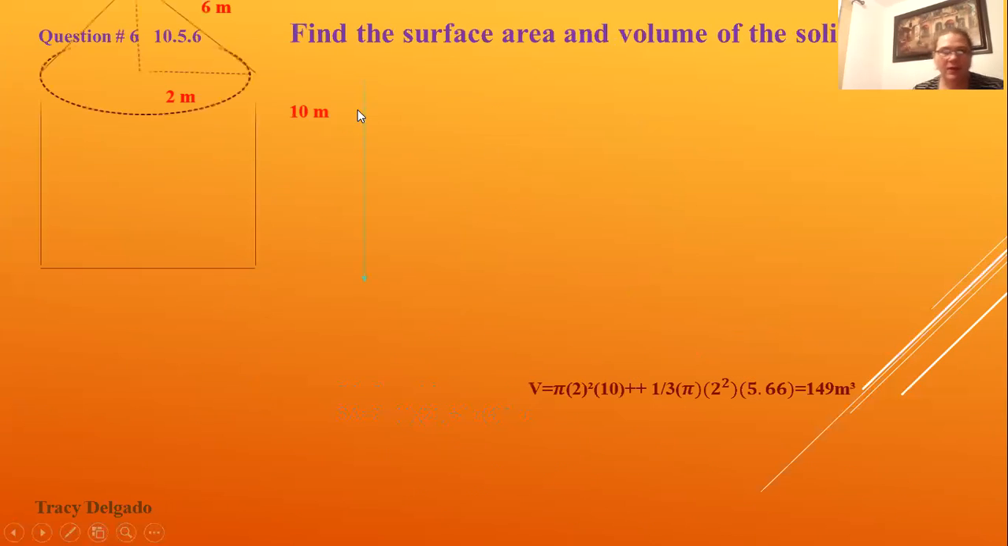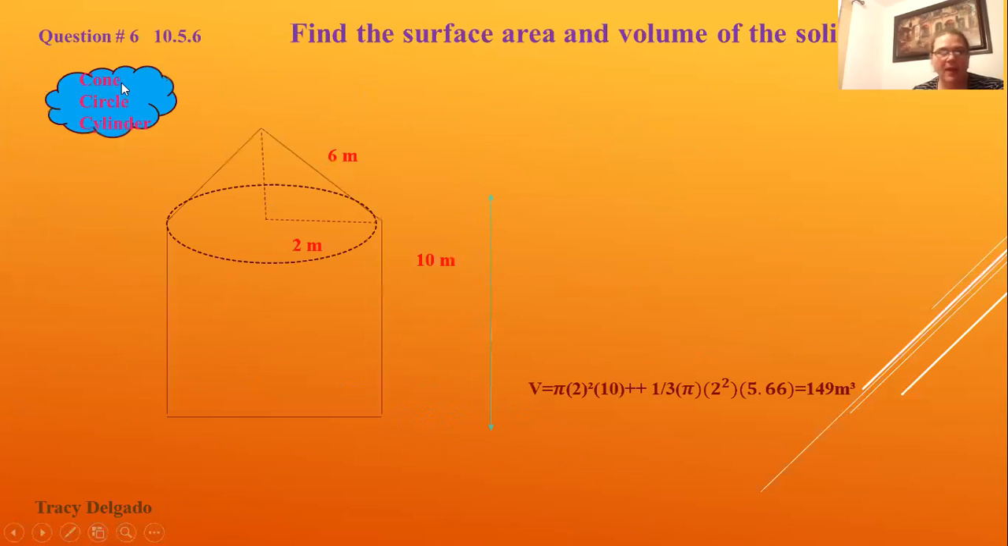And here is our last thing. It's a cone, circle, and a cylinder. As you can see, we were given 6 here, 2 here, and 10 is the height. So we're going to do our surface area, which is pi r squared plus pi r s plus 2 pi r h. Our surface area is pi times 2 squared plus pi times 2 times 6 plus 2 pi times 2 times 10 equals 176 meters squared.